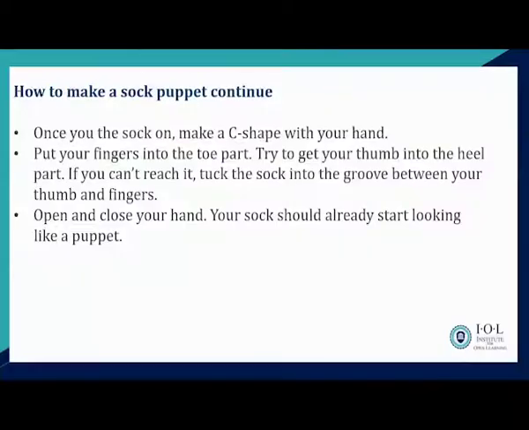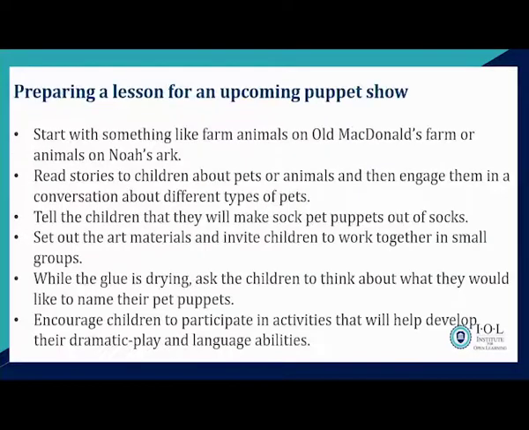How do you do it? Once you have the sock on your arm, make a C shape with your hands and put your fingers into the toe part. Try to get your thumbs into the heel part. If you can't reach it, tuck the sock into the groove between your thumb and fingers. Open and close your hands. Your sock should already be starting to look like a puppet.